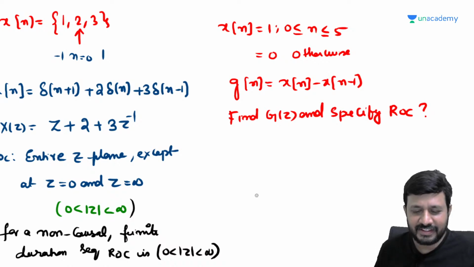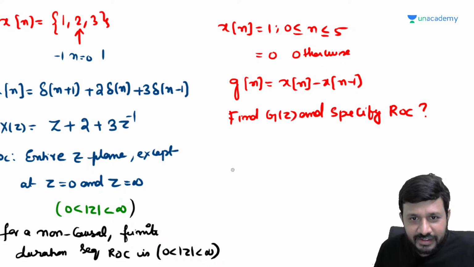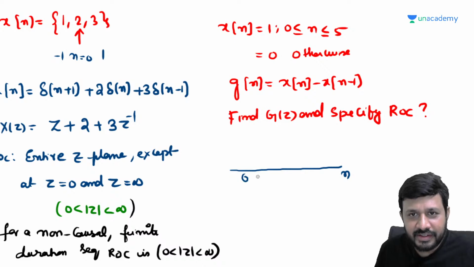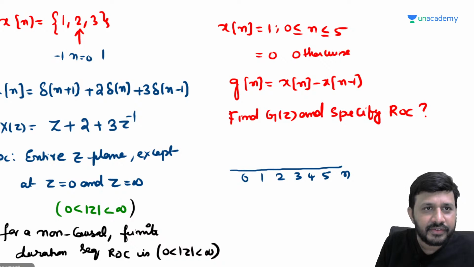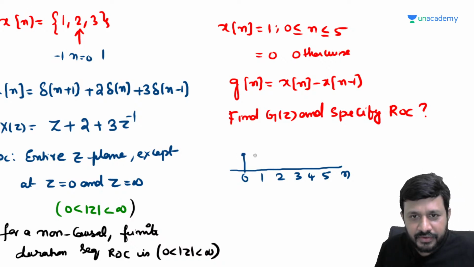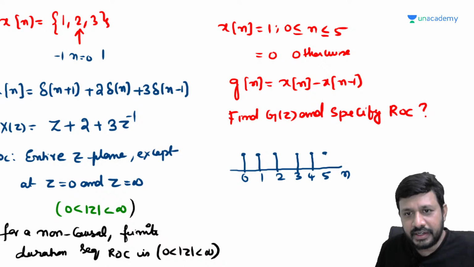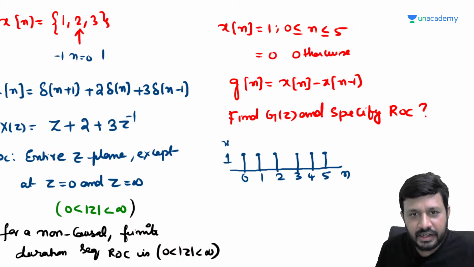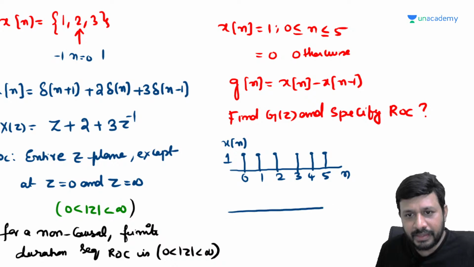Fine, very easy question. Look here. First of all, draw x of n. How to draw x of n? Discrete time signal, independent variable is n. 0, 1, 2, 3, 4, 5. So this is your x of n. Great, fine. What could be x of n minus 1? Delayed version of x of n by 1 unit, no? Which exists from 1 to 6.